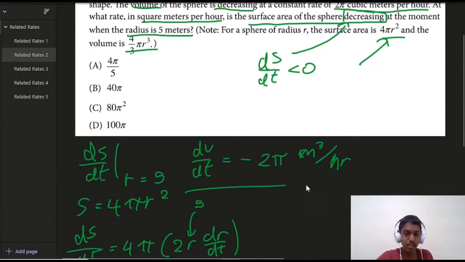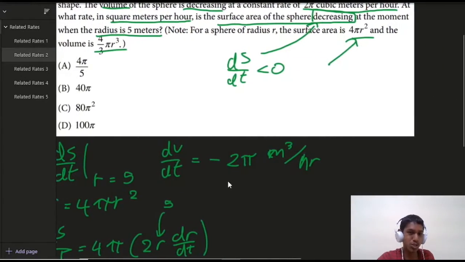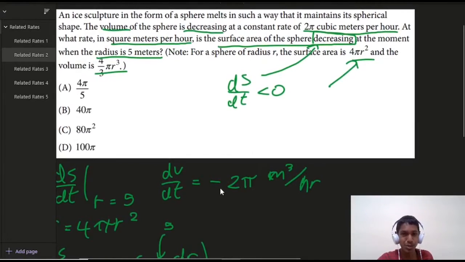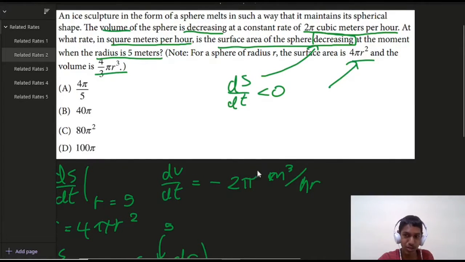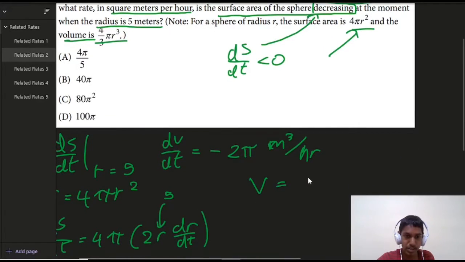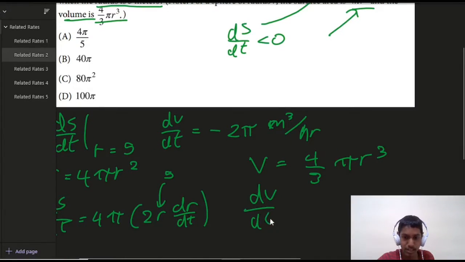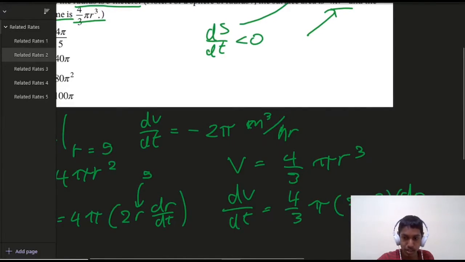Now we have dV/dt, and in general, for most College Board problems, you're going to need to use pretty much all of the information that they give you, at one point or another. So we probably have to use this. And I also see an equation for volume. So okay, let's write that down. 4/3 pi r cubed, and let's differentiate this. So dV/dt is 4/3 pi, because that's just a constant, and then 3r squared, and then again we're going to multiply by dr/dt, because r is a function of t.